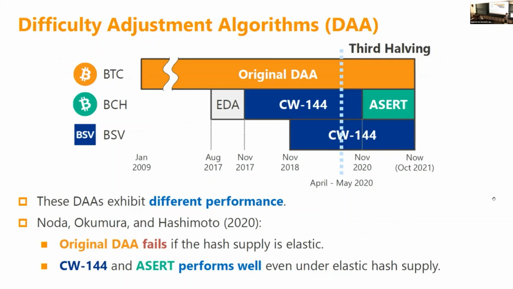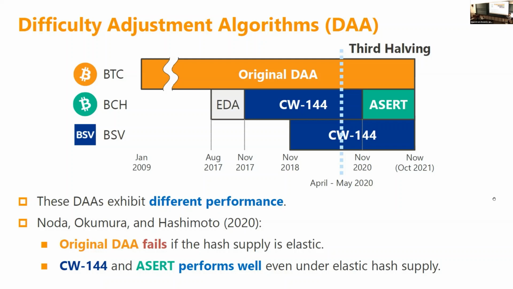Basically, this winning rate is algorithmically adjusted by each currency, and each currency uses different types of difficulty adjustment algorithms. Since its launch, Bitcoin keeps using the original DAA, which was invented by probably Satoshi Nakamoto. Bitcoin Cash started to use emergency difficulty adjustment, which is not studied in this paper, but it started to use Chainwork 144 from November 2017. And more recently, after the third halving, they switched to ASERT.